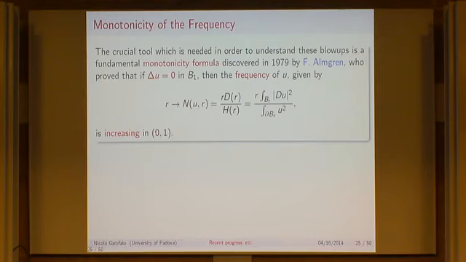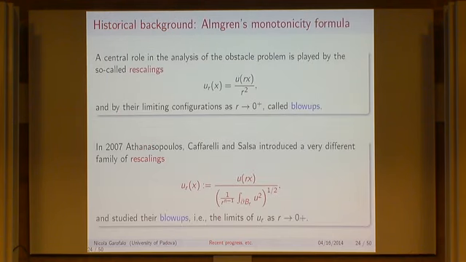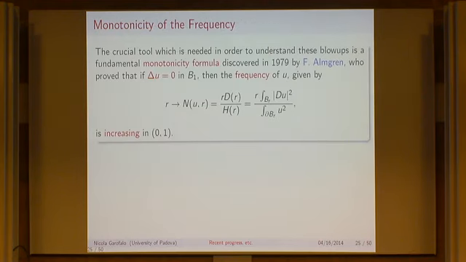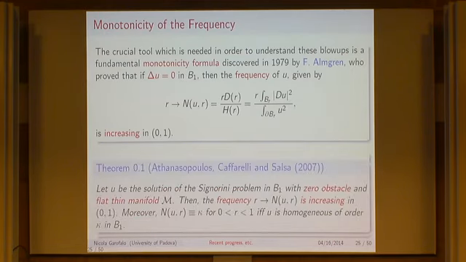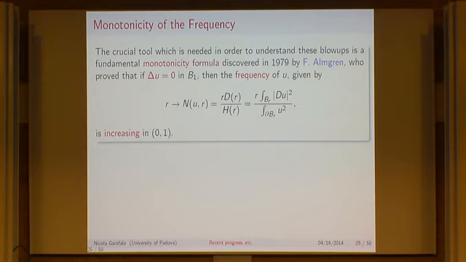Now notice the object that is down here. It is the same object that appears in the Athanasopoulos, Caffarelli, and Salsa rescalings. This is a renormalization of the L2 norm of u over a sphere of radius r, which in geometry they call the height function. So H stands for height function, D for Dirichlet integral. And it's a very nice exercise to prove this result of Almgren.